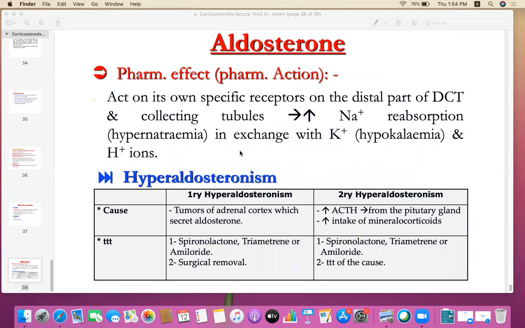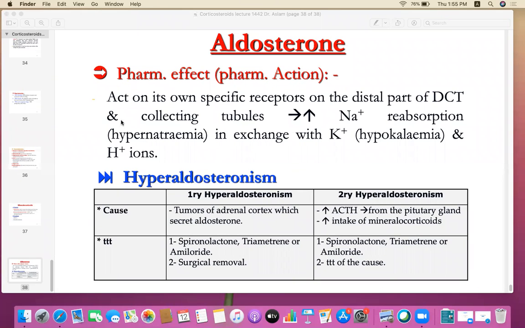Aldosterone is used in the treatment of hyperaldosteronism. What is hyperaldosteronism? The condition in which the aldosterone secretion is increased, and it causes hypotension and hyperkalemia. These are the two main symptoms of hyperaldosteronism: hypertension plus hyperkalemia, an increase in the blood potassium level.